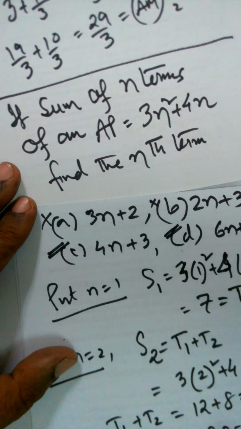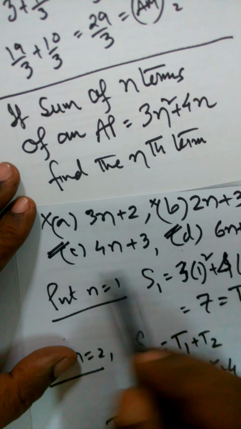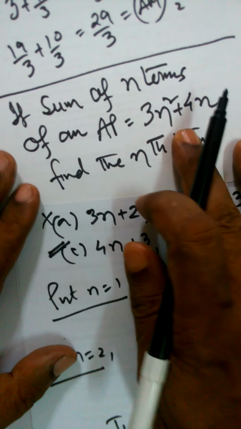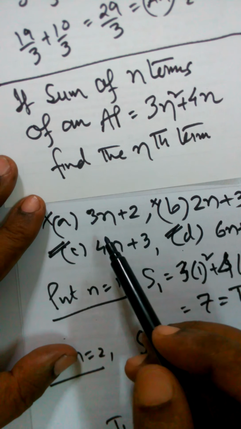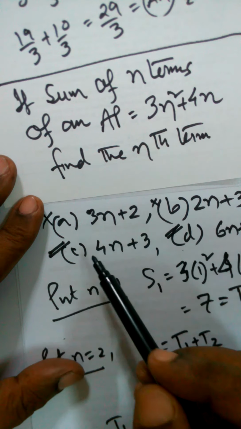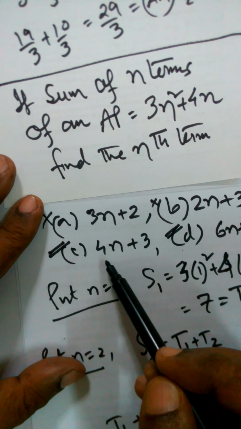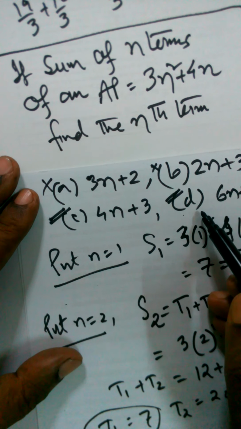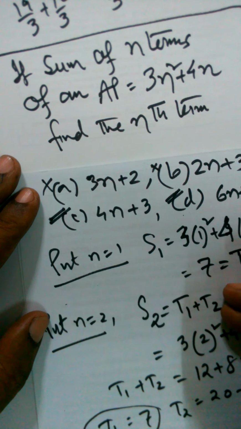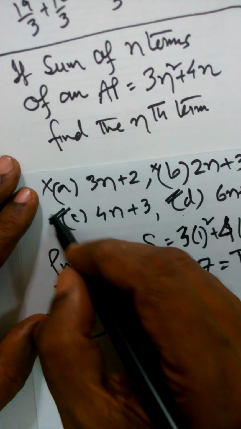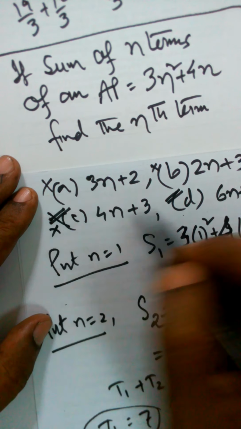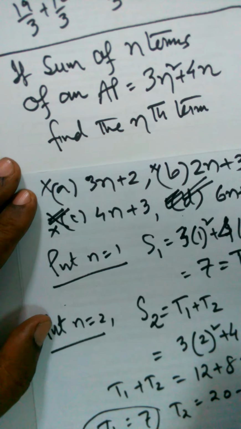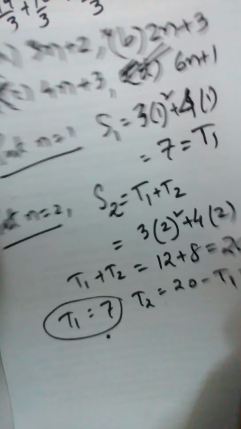Option C, if you put n is equal to 2 in this expression in the answer options, put it in the options, don't put it in the question. The question is the sum, the option is the term. N is equal to 2 means 11. No, it is 13. Option D, 6 into 2, 12 plus 1. Yes. So this is not the answer. Your answer is D.